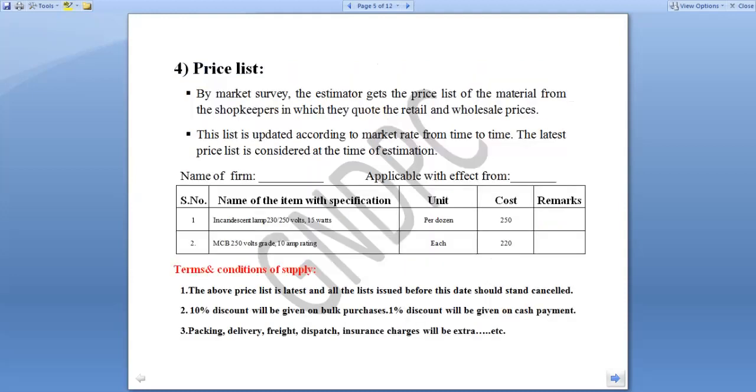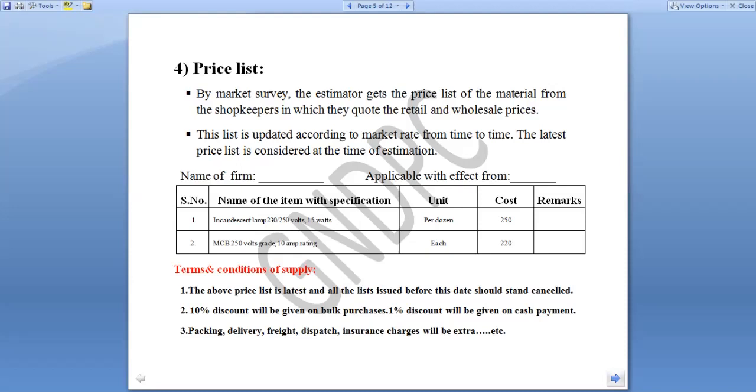Next comes the price list. By the market survey, the estimator gets the price list of materials from the shopkeepers, in which they have quoted the retail as well as the wholesale prices according to the local market rates. This list is updated timely, and the latest price list is considered at the time of the estimation.